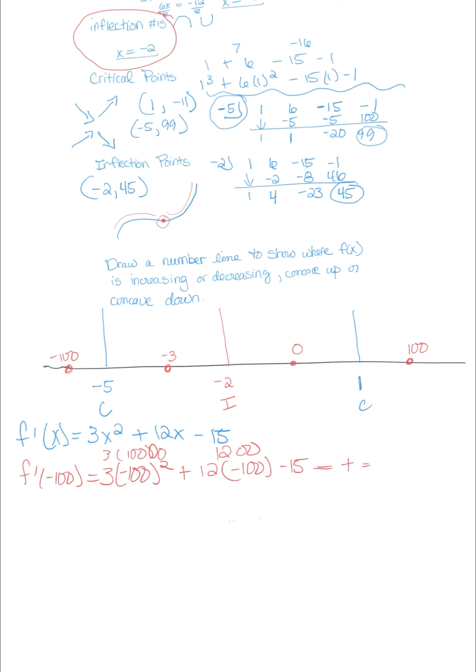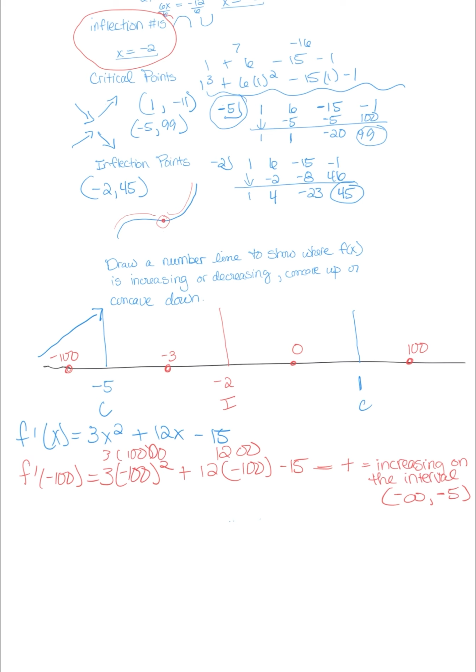So since it's positive, we are increasing on the interval -infinity to -5, because this -100 is representative of all the numbers that would come before -5. I'm going to do it in blue because we're using the first derivative, and this is about changing direction at critical numbers. We plug this into the first derivative, and we got that it's increasing.